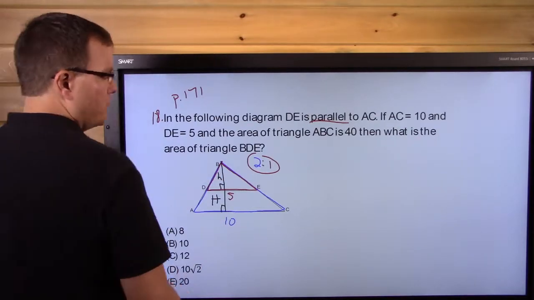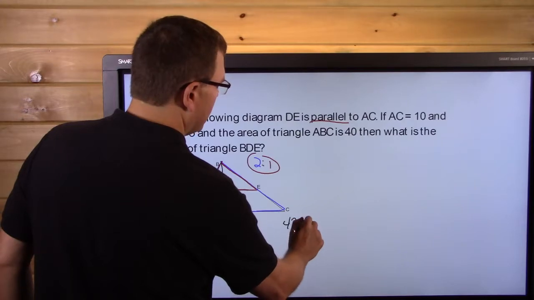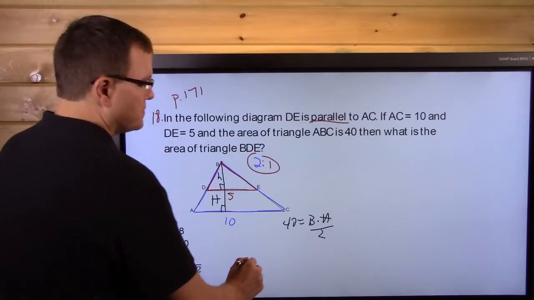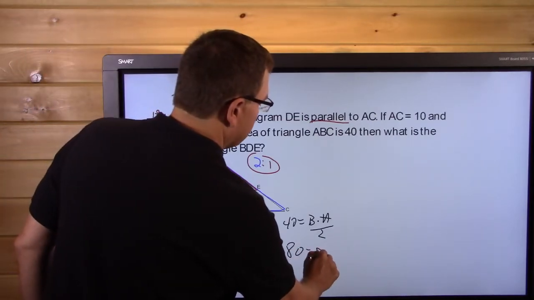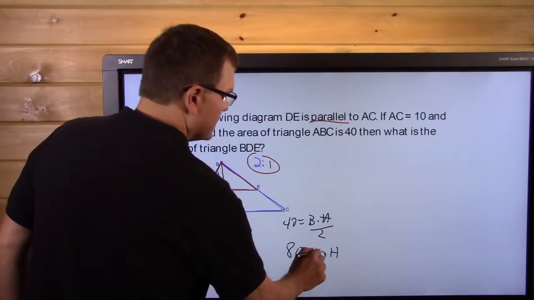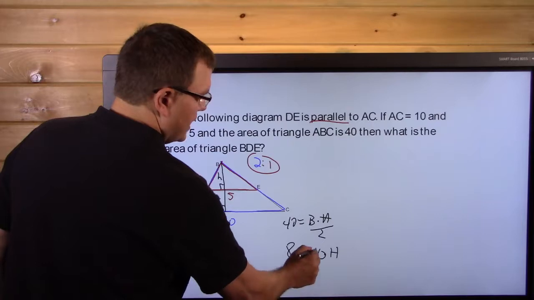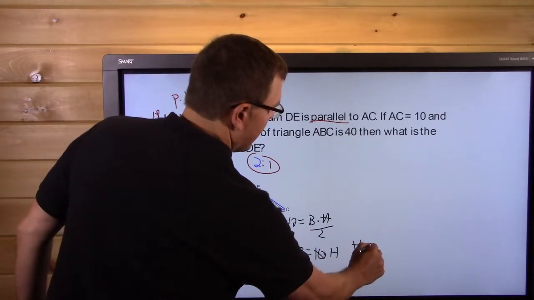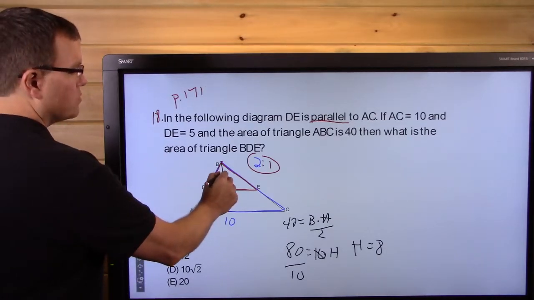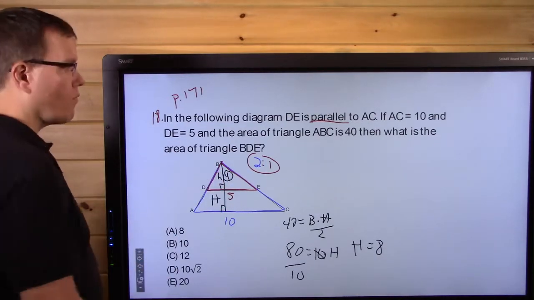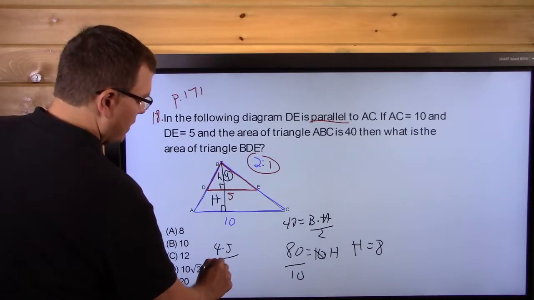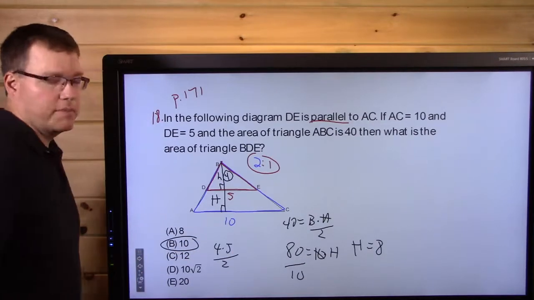So we know the area of the big triangle is 40. So 40 equals base times height divided by 2. That's what area is, base times height over 2. So 80 is equal to base times height. Well, we're told that base is 10. So 80 is equal to 10 times h. 80 over 10 equals h. So the big height is 8. The measure of the big height is 8. That means the smaller height is 4. Therefore, the area of triangle BDE is 4 times 5 divided by 2, and that's going to be 10.